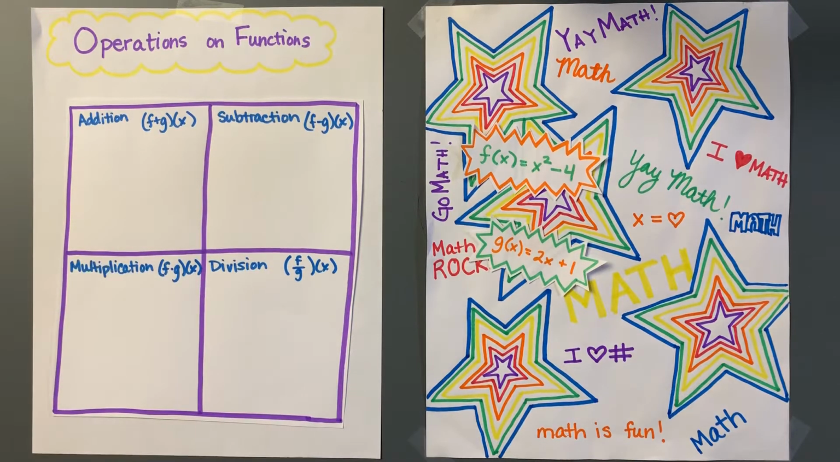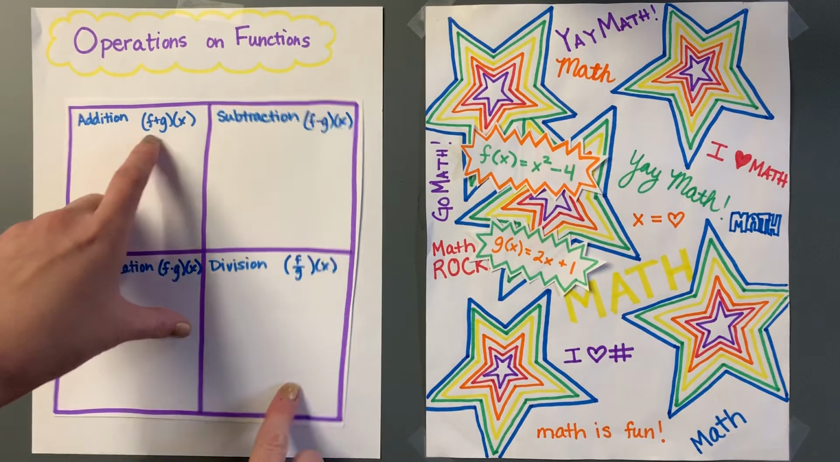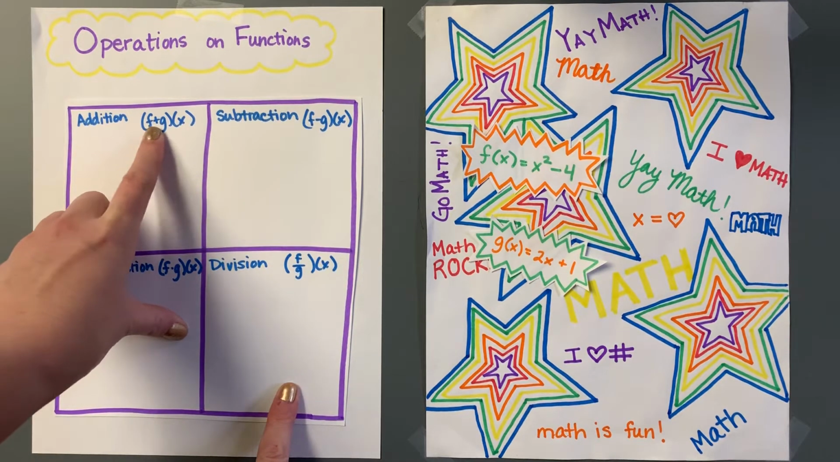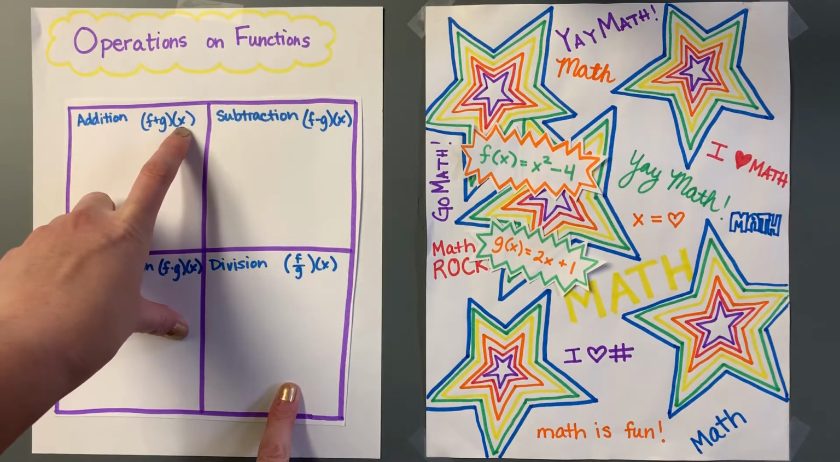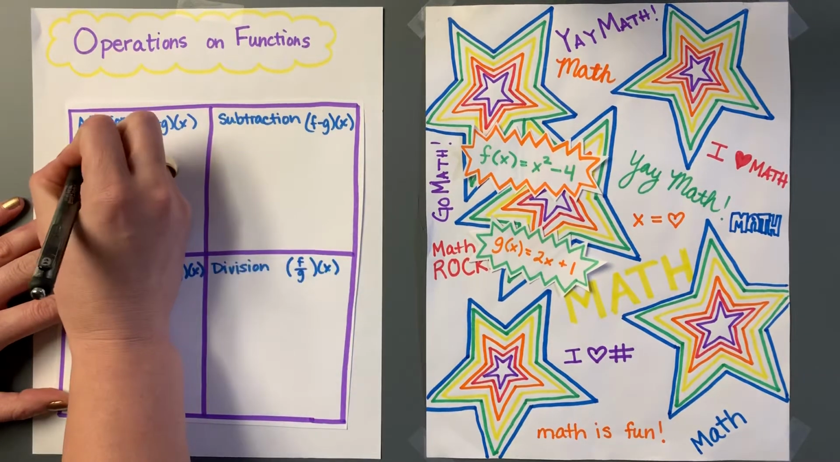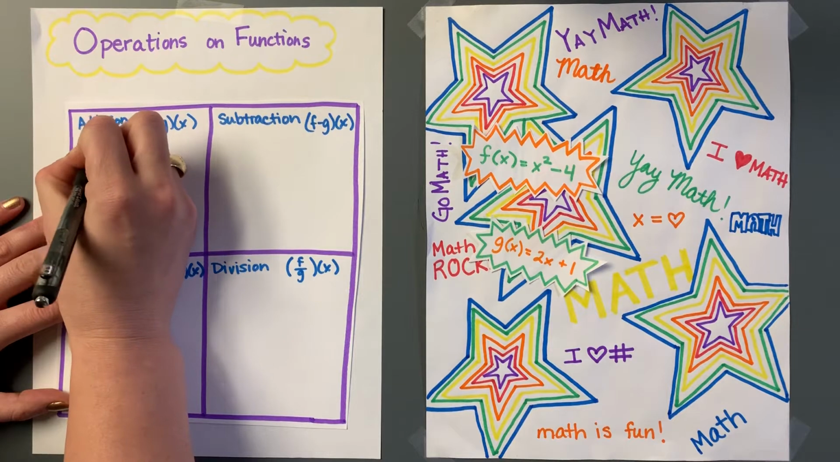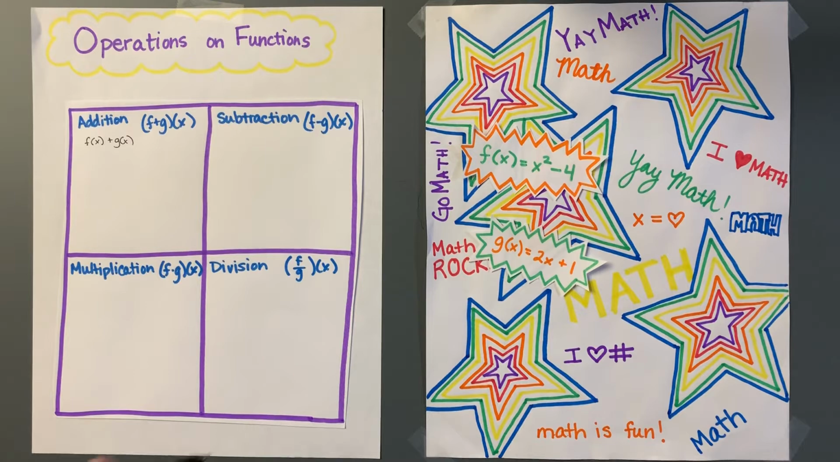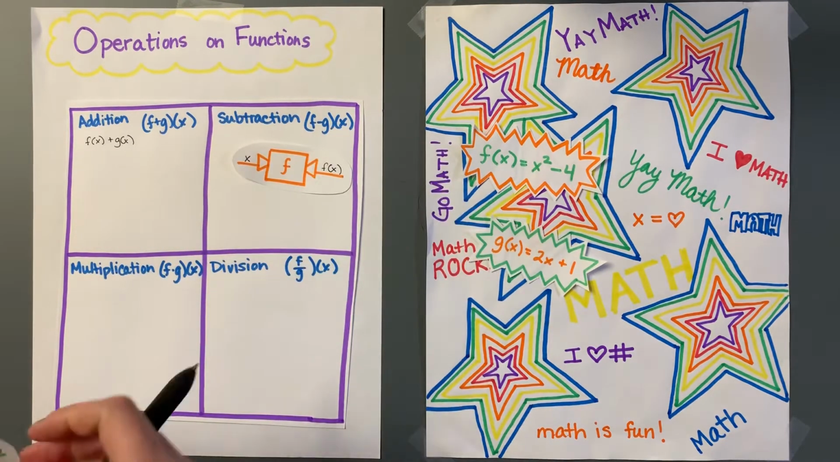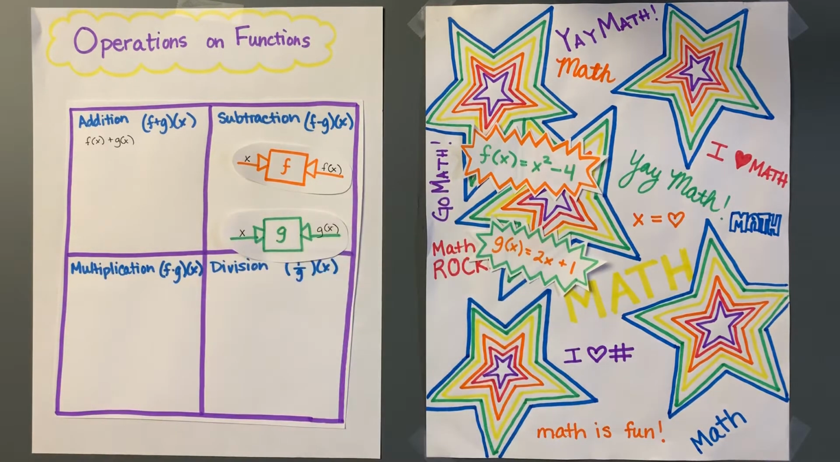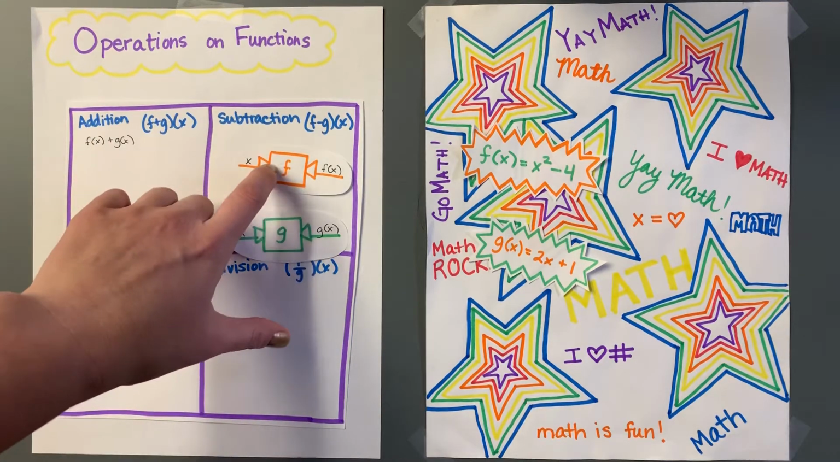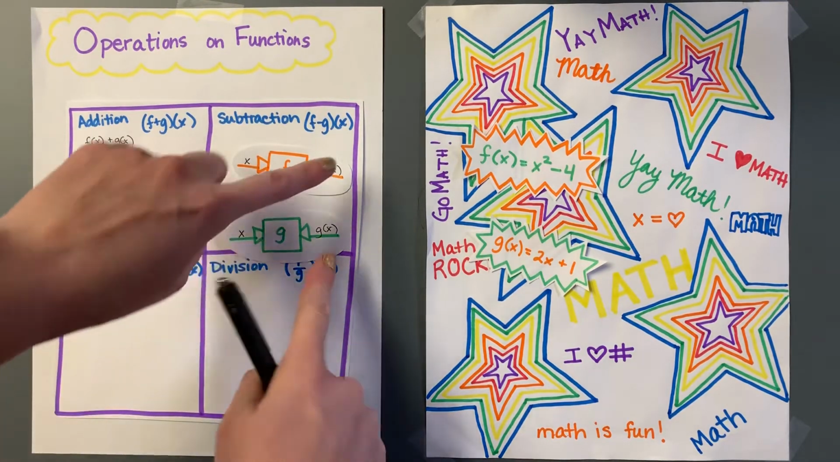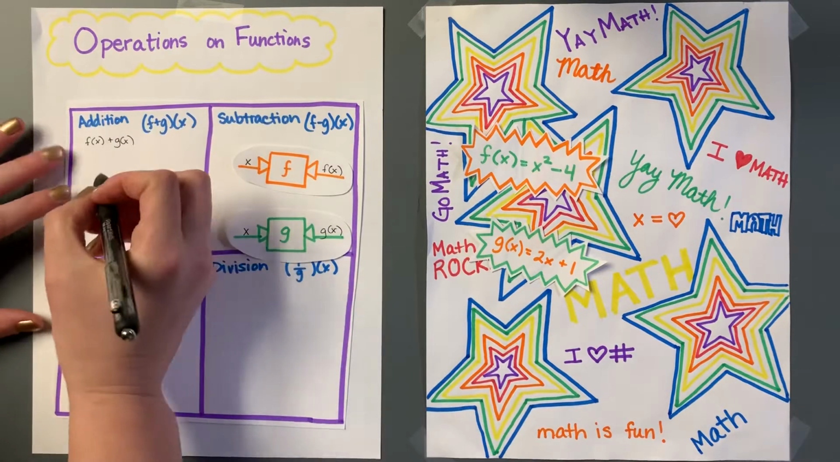So we have 4 operations on functions we're going to look at in this video. The first is addition, then subtraction, multiplication, and division. So addition of functions is written as f plus g of x. Another way of writing this is f of x plus g of x. In this case, we have our simple machine f and our simple machine g. So the same input is going to go into f and g. We're going to get an output and then add them together.